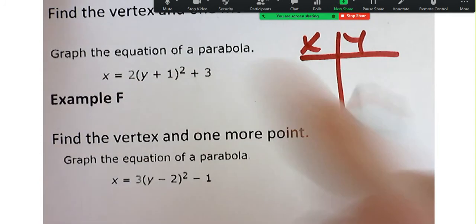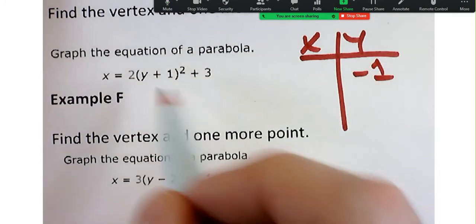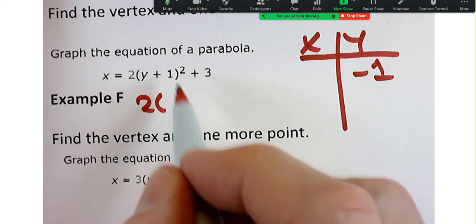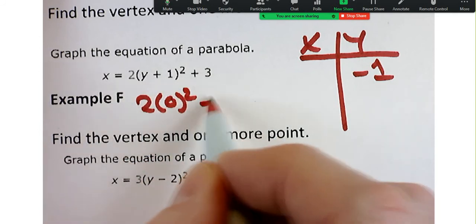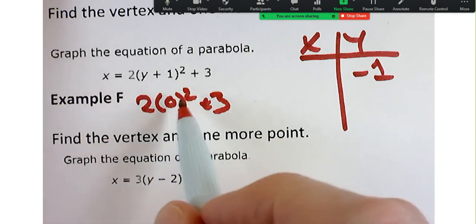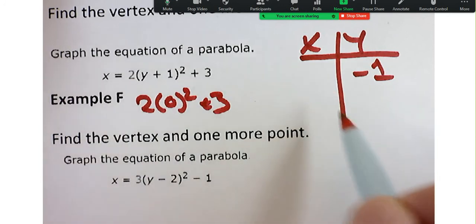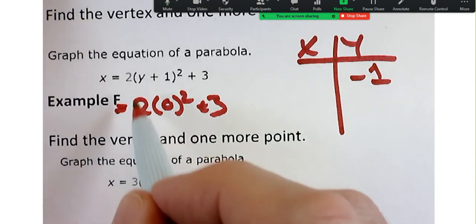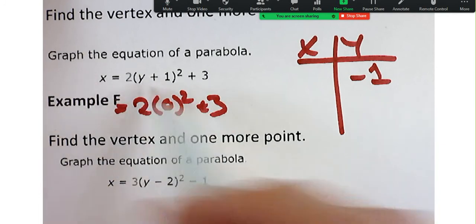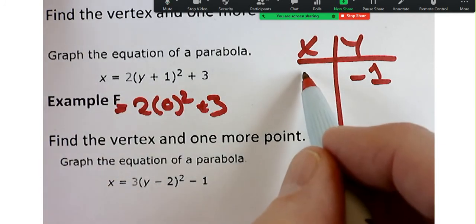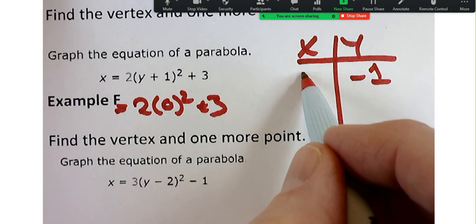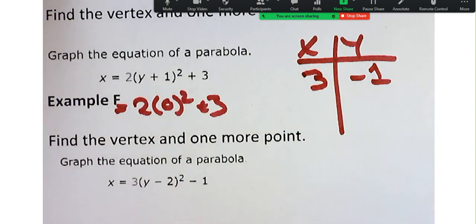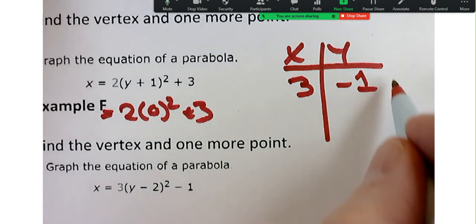The y coordinate, right? And if I set y equal to negative 1, I end up with negative 1 plus 1 is 0. Squared is still 0 times 2 is 0. What do I get for x? When I set y equal to negative 1, what do I get for x? 3, right? Because this just disappears. So that's your vertex.